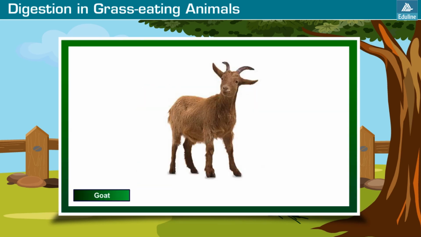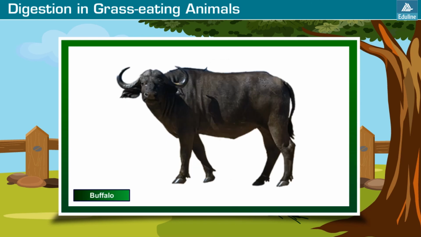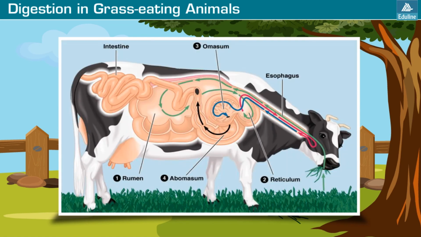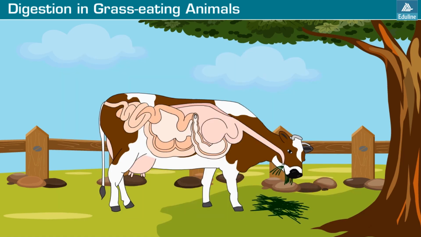Cow, goat, buffaloes, sheep, bison, etc. are good examples of ruminating animals. The re-chewed food is swallowed for the second time. After passing the first two chambers, it enters a third chamber, the omasum. Here the food is further broken down into smaller pieces and finally enters the fourth chamber, the abomasum. Here, all enzymes act upon the food and the digestion is completed.